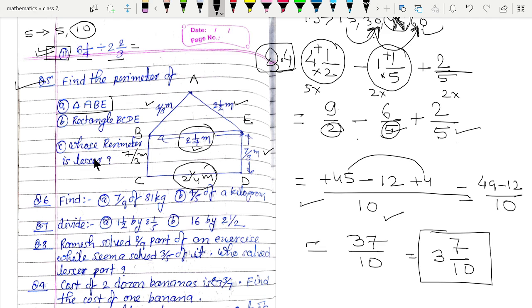And I hope that you all will solve these questions. Okay, now there is one more question. Question number 9. The cost of 2 dozen bananas is this much. Find the cost of 1 banana. Cost of 2 dozen means 24. 1 dozen has how many bananas? 12.